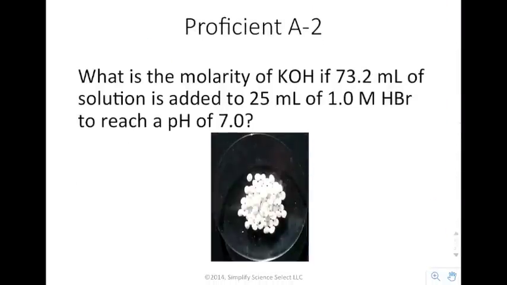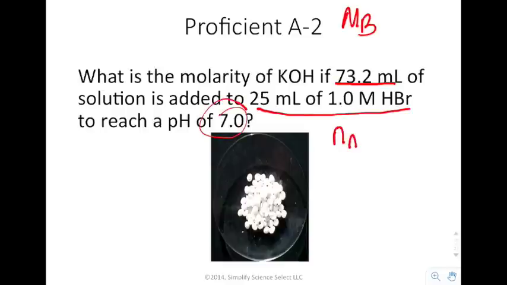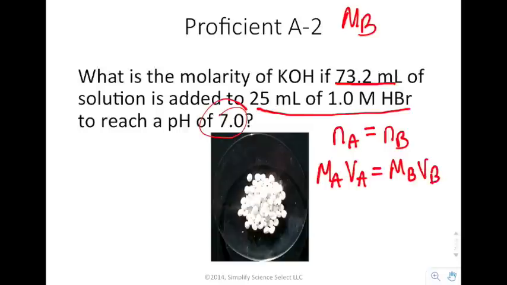It says, what is the molarity of KOH? In this case, I'm looking for the molarity of the base, if 73.2 mL of the solution is added to 25 mL of 1 molar hydrobromic acid to reach a pH of 7. Once again, you are looking for the equivalence point. So the moles of acid has to equal the moles of base, or the molarity of the acid times the volume of the acid is equal to the molarity of the base times the volume of the base. You can plug in your numbers: I have 1 molar and 25 mL. I don't know the molarity of the base, that's what I'm trying to find, but the volume I had to add was 73.2 mL.